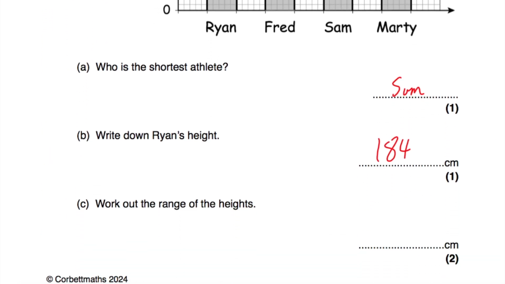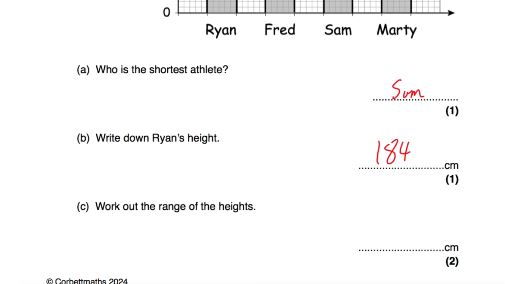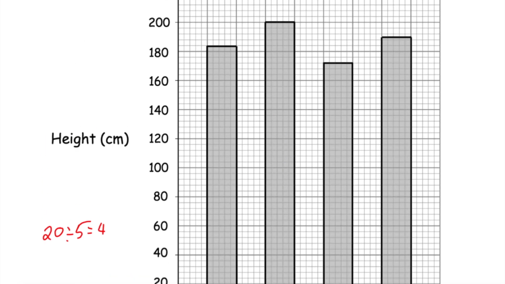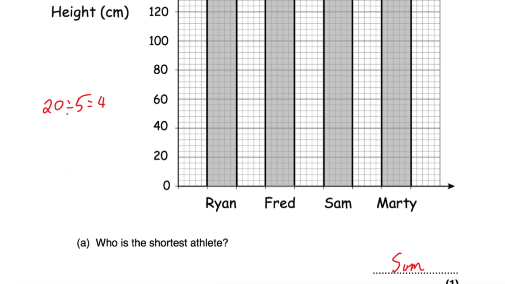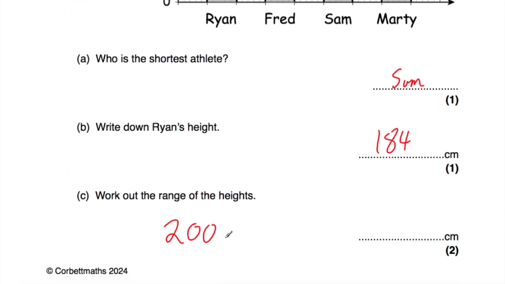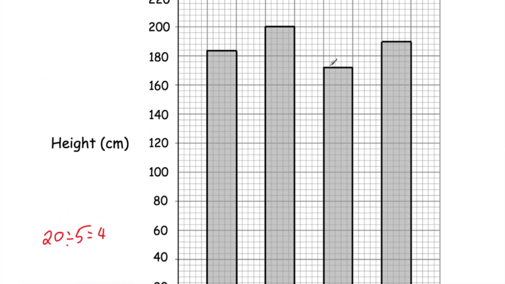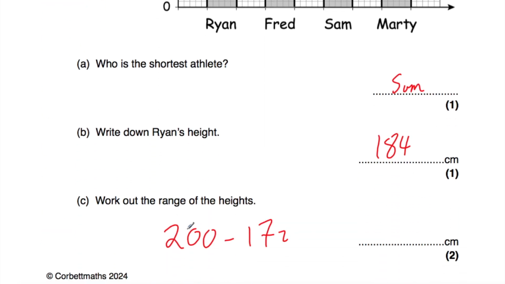And part C says work out the range of the heights. So that's the tallest one, subtract the shortest one. So the tallest person is Fred. As you can see, this bar here, he's got a height of 200 centimetres. So let's write that down. The tallest person is 200 centimetres. Subtract the shortest one. Remember, that's Sam. So that's that bar there, and the shortest height is this person. So it's 160, 164, 168, 172. So 172 centimetres. So if we do 200 take away 172, that's equal to 28. So the range of the heights, the difference between the tallest and the shortest, is 28 centimetres. And that's it, that's the range of the heights.